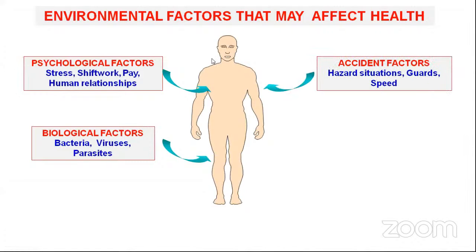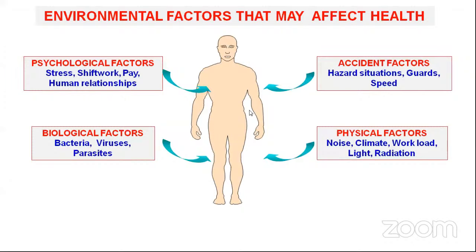Accident factors. An accident is an unfortunate, unexpected, sudden event of which people generally become victims. Hazard situations are very dangerous situations in the environment. For example, a machine guard, the speed of the machine. We have to cognize that they are external to human beings, external to industrial people. But they have potential to damage the health.